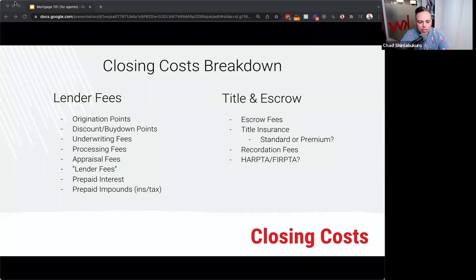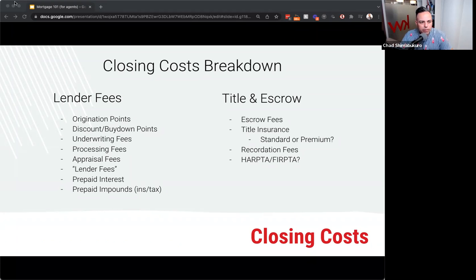The premium policy is so nominal in cost, the difference between the two. It comes out to be a couple of hundred dollars, if that, but the level of protection is far, far greater. It's a no-brainer which one you should choose. Then there are recordation fees, a nominal fee, but it's a cost to record it, to put the buyer on title and take the seller off.